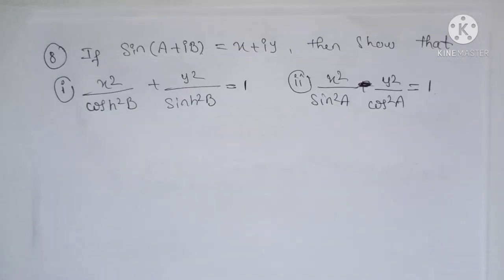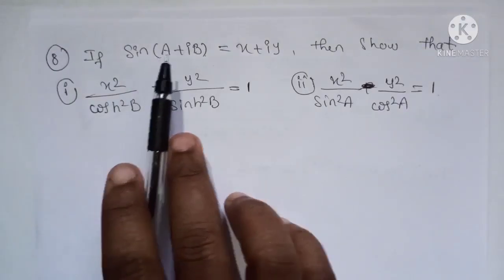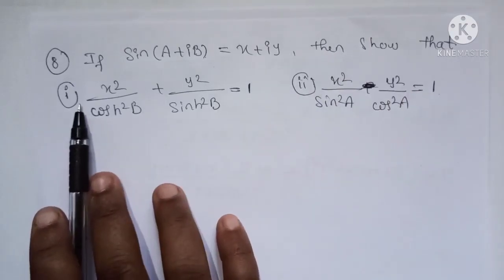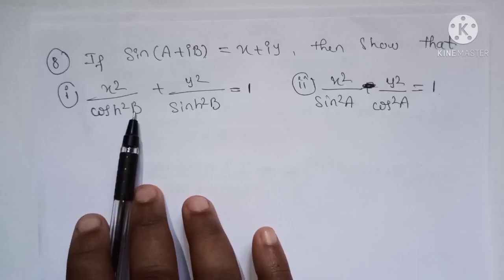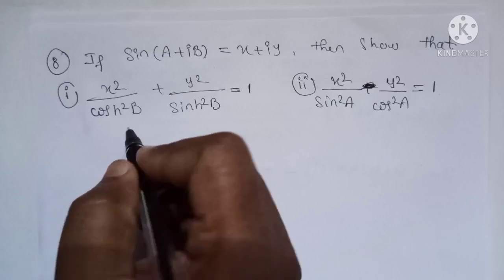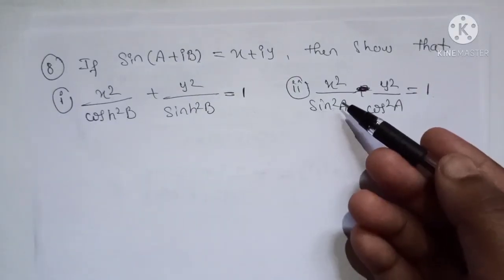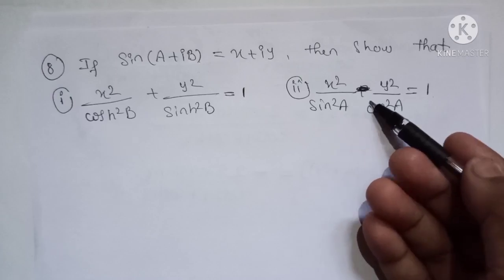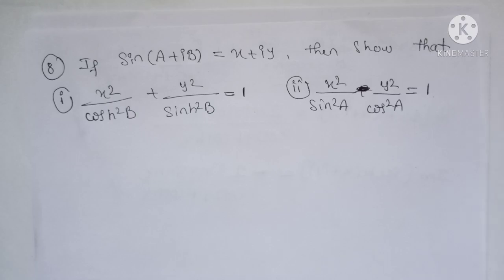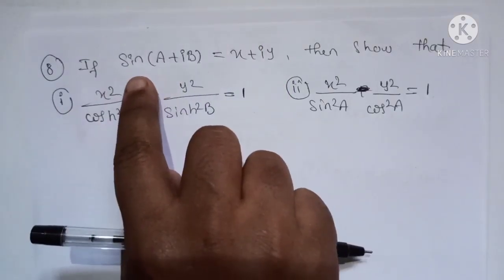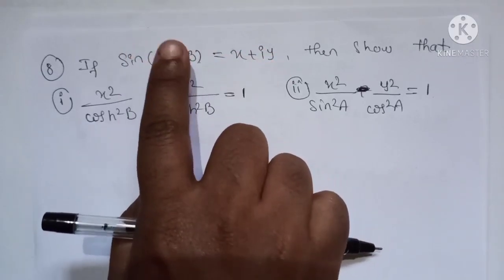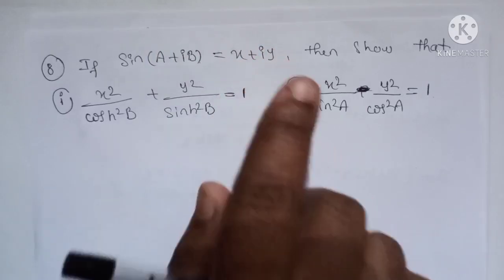Next problem. Given that sin of a plus ib equals x plus iy, show that first, x square divided by cosh square b plus y square divided by sinh square b equals 1, and x square divided by sin square a minus y square divided by cos square a equals 1. First we use the given, that sin of a plus ib equals x plus iy. That means we first separate the real and imaginary parts to get the x and y values.